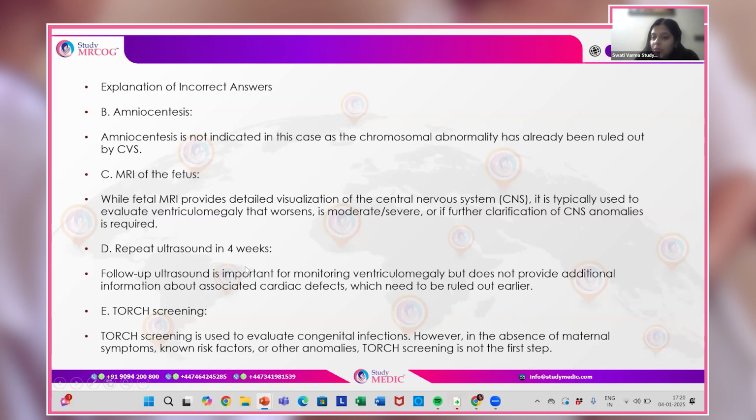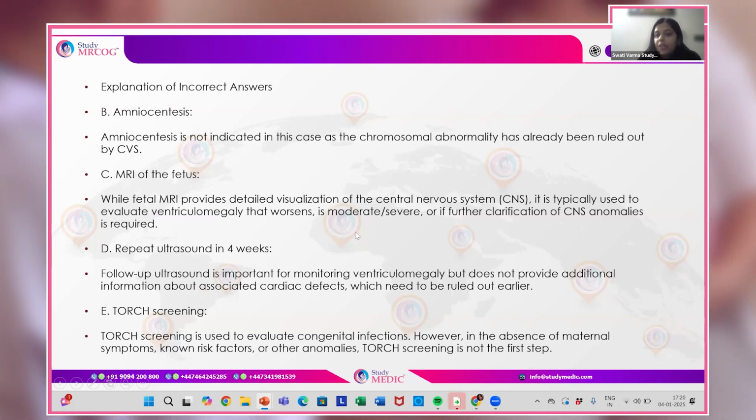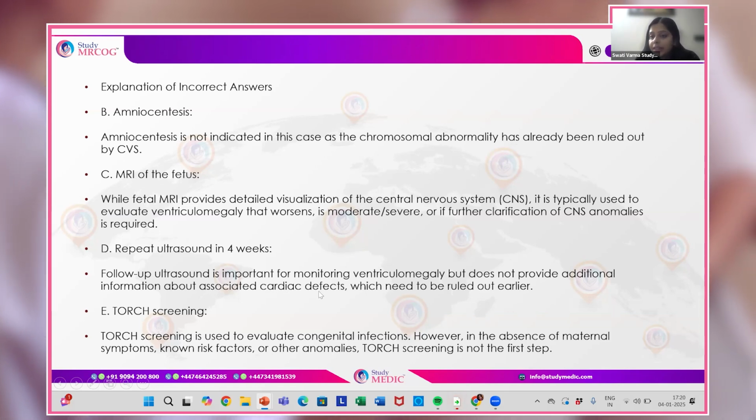Why not repeat ultrasound in 4 weeks to confirm our findings? Follow-up ultrasound is important for monitoring ventriculomegaly. Definitely it will be done. But it doesn't provide additional information about associated cardiac defects.